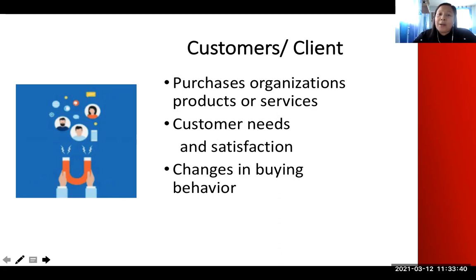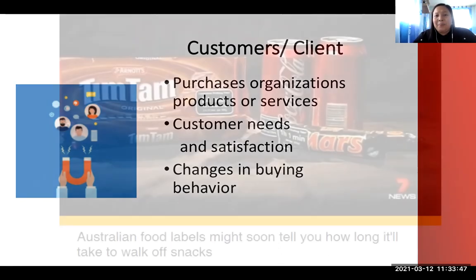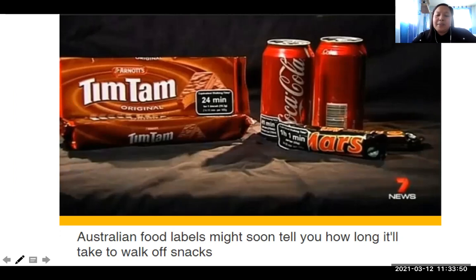Just like what I said, think of brands or products that you are loyal with, okay, to that particular company and why. So, sabi nga nila, Australian food labels might soon tell you how long it will take to walk off the snacks. So, Tim Tam is a local from Australia. Yes. Wow. So, sabi nila, for every piece of Tim Tam, it would require you 24 minutes to walk off the calories. While for Coke, it will take you around 41 minutes. And chocolates, it will require you about 1 hour and 1 minute to walk off the calories. Imagine that. So there. Pero ano pa kayo? Malakas pa mga metabolism nyo because you're still young. Now, moving on.